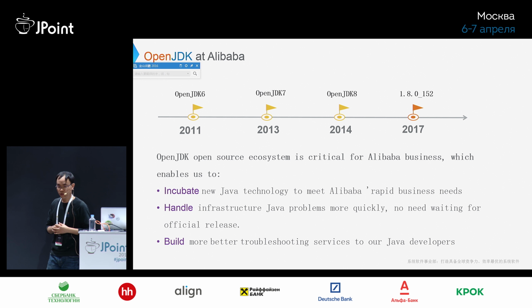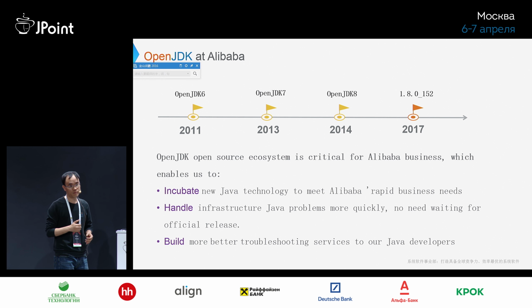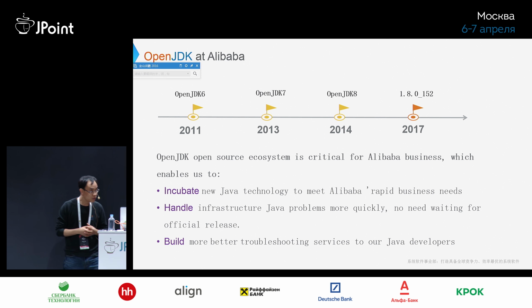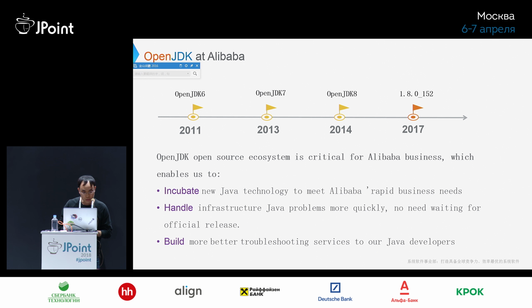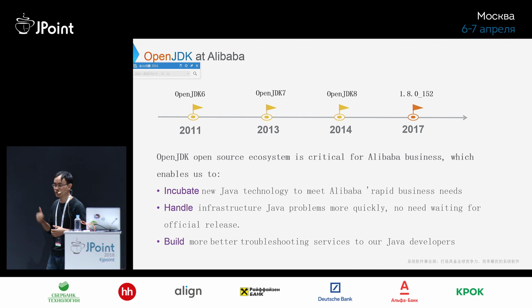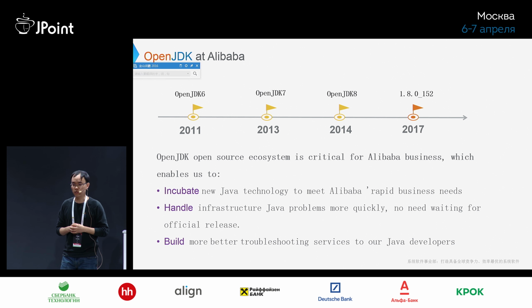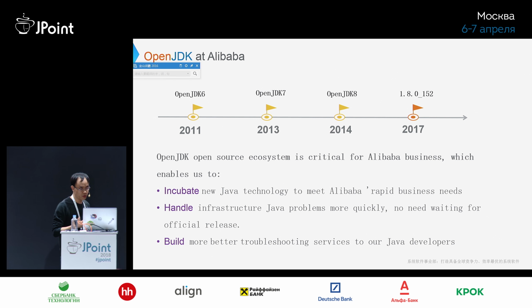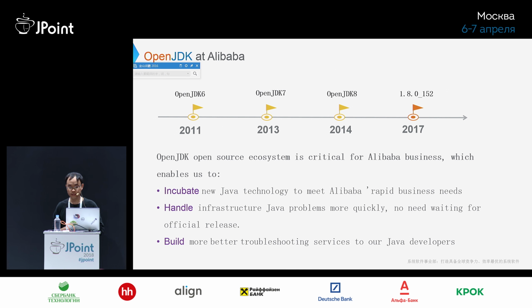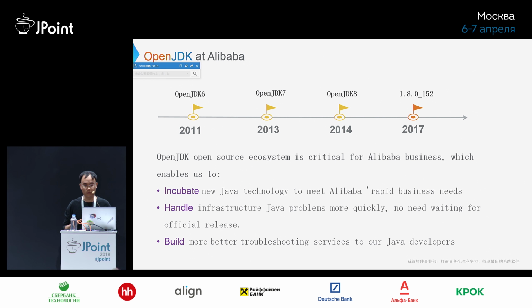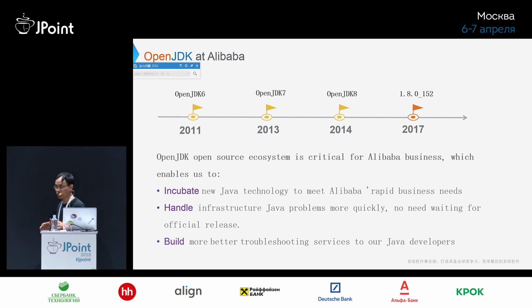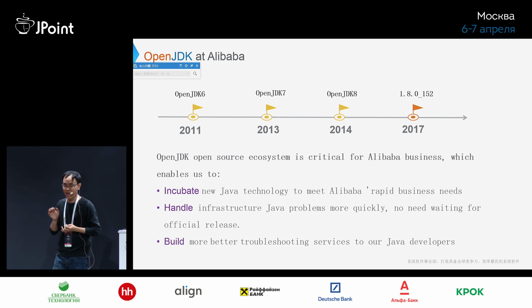So this is our history of how we use OpenJDK. We started investing in OpenJDK back in 2011, since OpenJDK 6. And why do we use OpenJDK? I list 3 important reasons here. The first reason is we get a chance to change OpenJDK code directly so that we can change it according to our business requirements. The second is we can handle critical issues without waiting for an official release. This is very critical for Alibaba business. The third is we build some internal tools which can provide faster and better troubleshooting and diagnostic service for our Java developers.